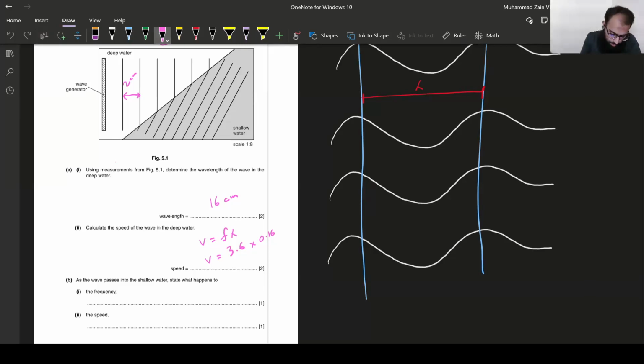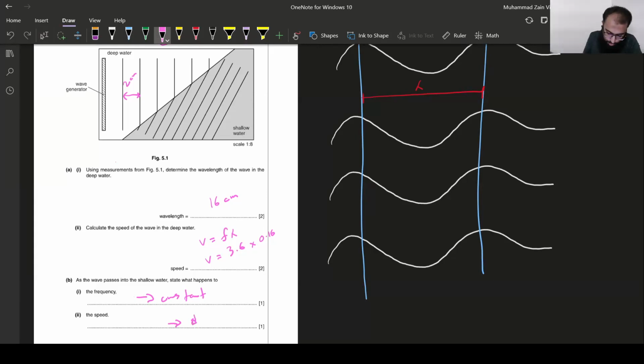So we come to the part where they've asked me what happens to the frequency, and I just tell them that the frequency remains constant. The next thing is speed, and this is the keyword. The speed changes, and specifically when we go from deep water to shallow water, this speed decreases. The speed decreases, and the wave slows down.